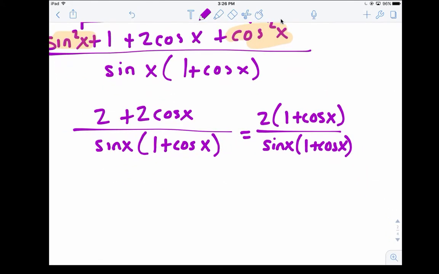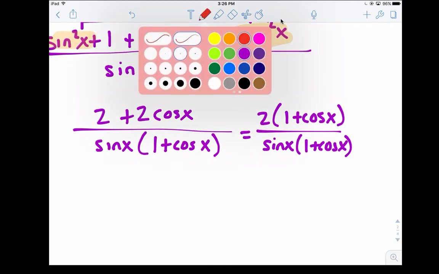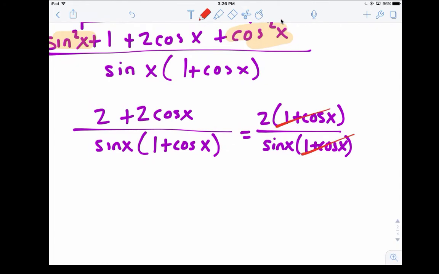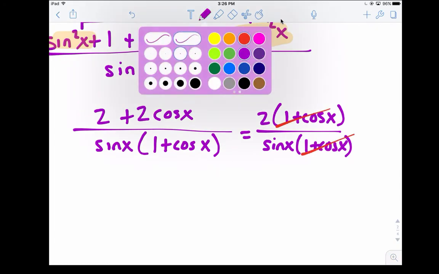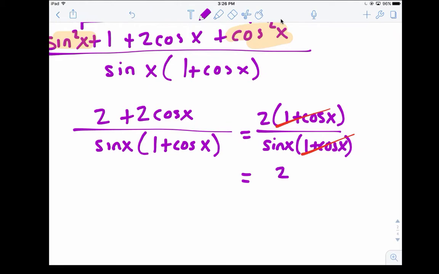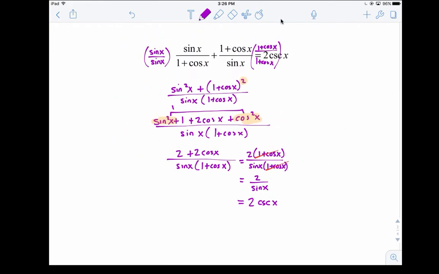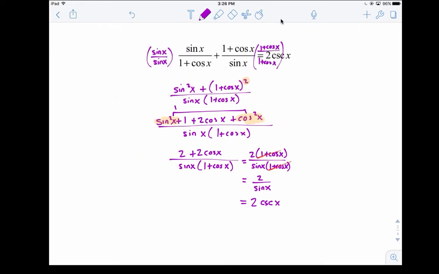Alright, and you guys should be able to see, okay, I have a common factor now that I can get rid of. Okay, and that's going to give me now 2 over sine of x. Right, and that's going to turn into 2 cosecant of x, which is what you have there on the other side.